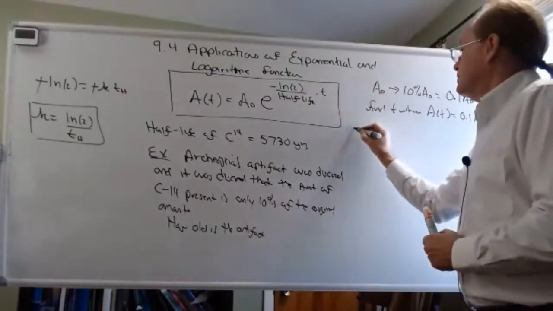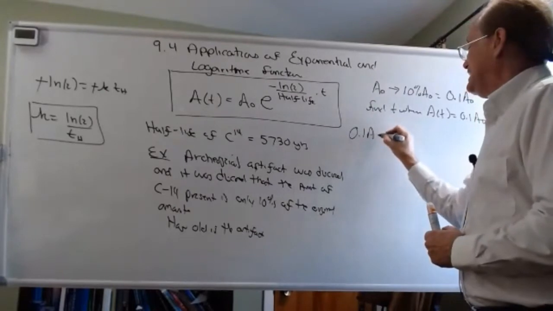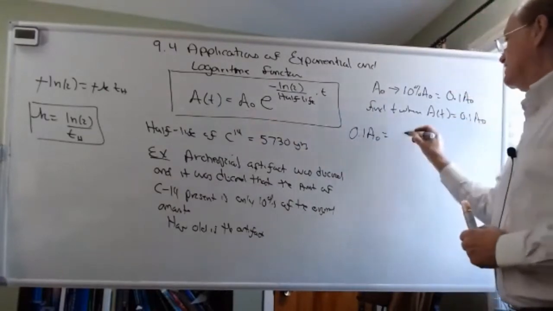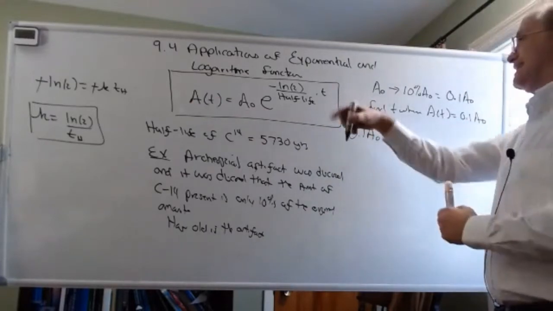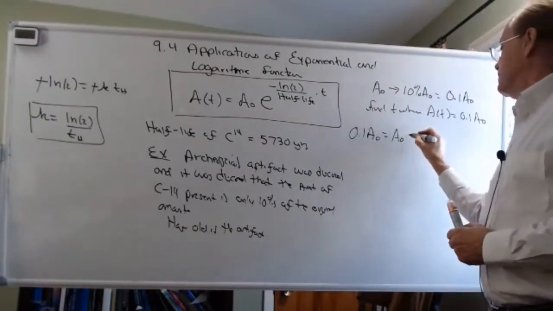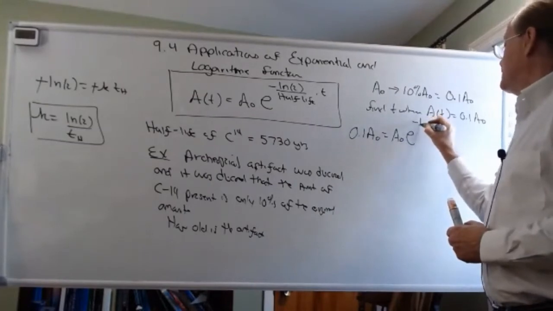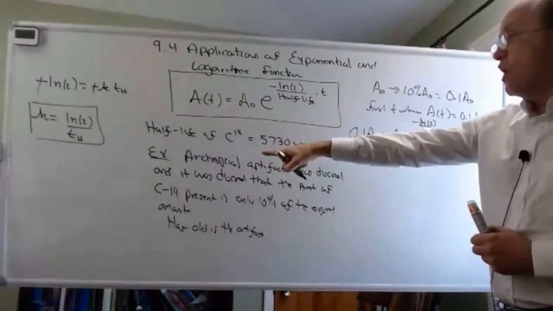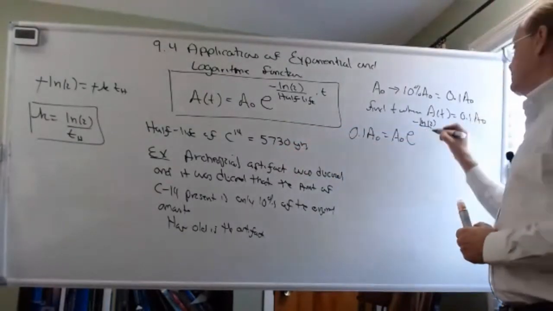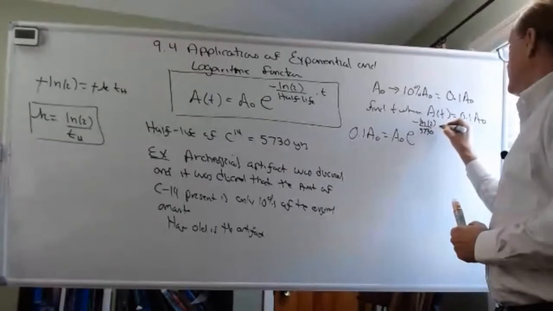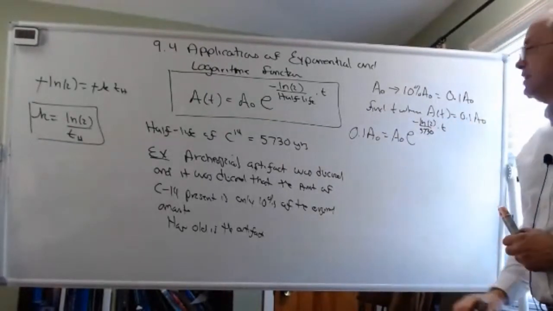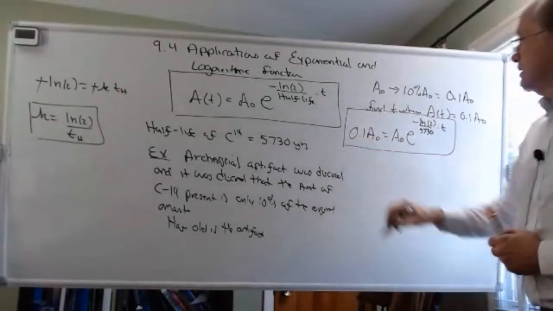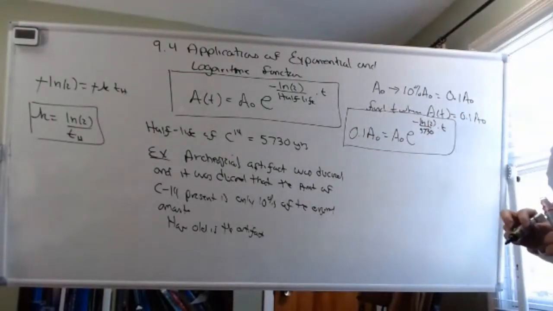So let's plug it in. I get 0.1 times A0 is equal to, plugging in A of t on the left-hand side, A0 e to the minus the natural log of 2 over the half-life of carbon, which we are given is 5,730, times t. So this is a governing equation that's going to allow me to find how old that artifact is.